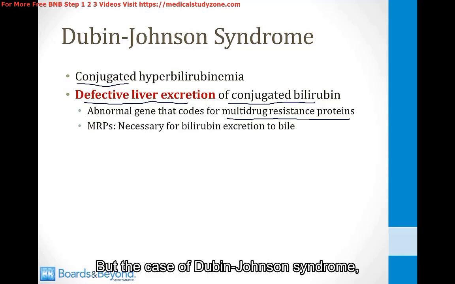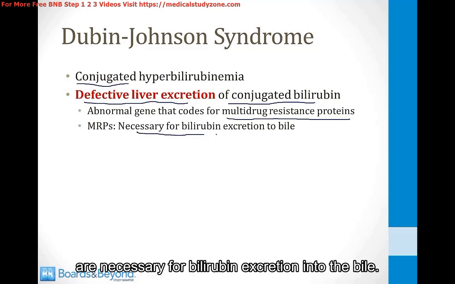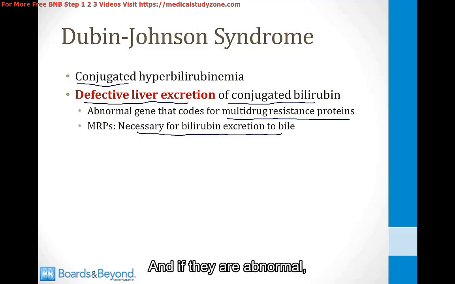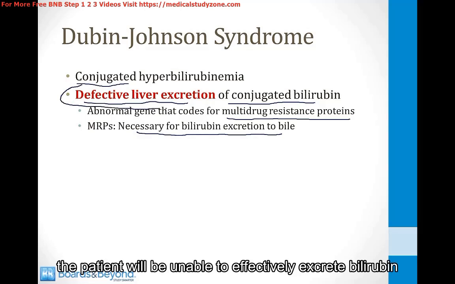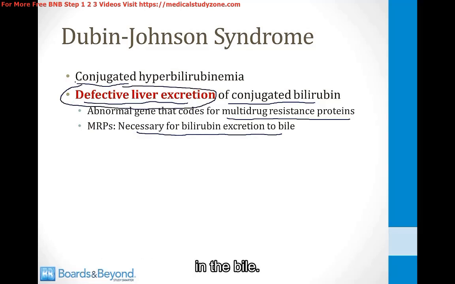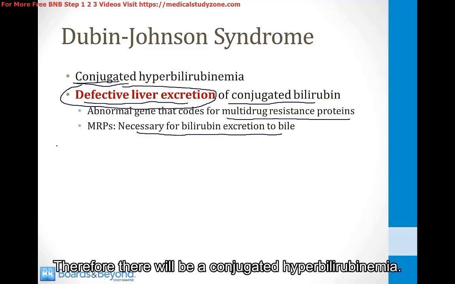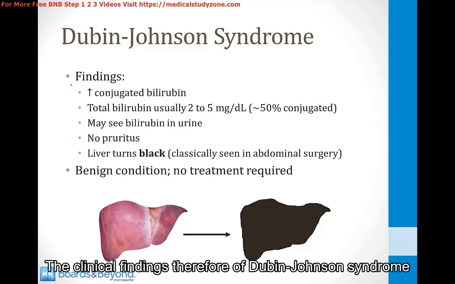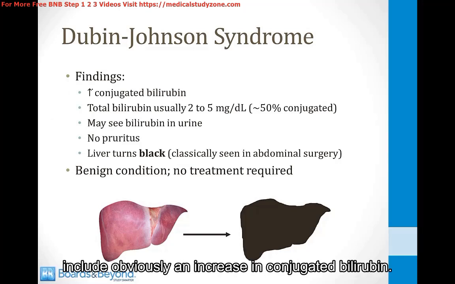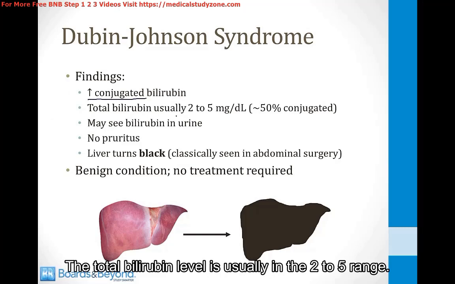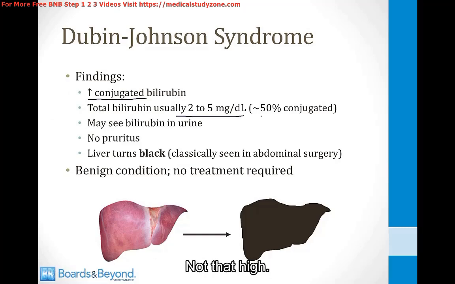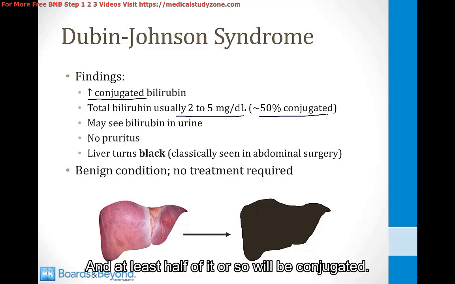But in the case of Dubin-Johnson syndrome, the multi-drug resistance proteins are necessary for bilirubin excretion into the bile, and if they are abnormal, the patient will be unable to effectively excrete bilirubin in the bile. Therefore, there will be a conjugated hyperbilirubinemia. The clinical findings of Dubin-Johnson syndrome include, obviously, an increase in conjugated bilirubin. The total bilirubin level is usually in the 2 to 5 range, not that high, and at least half of it or so will be conjugated.